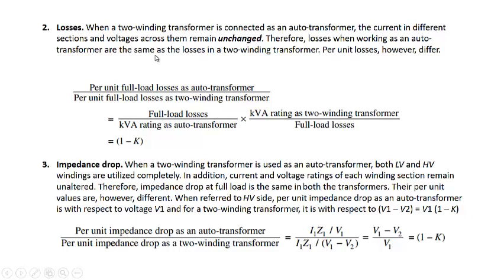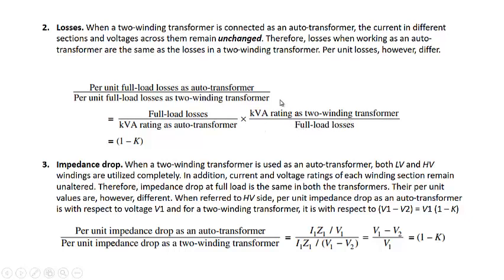Losses will remain the same as the losses in the per unit transformer. The actual value of the losses will remain the same, but per unit losses, however, differ. That is, per unit full load losses of an auto transformer divided by per unit full load losses of the two winding transformer. That is full load loss divided by kV rating of the auto transformer, divided by full load loss divided by kV rating of the two winding transformer.